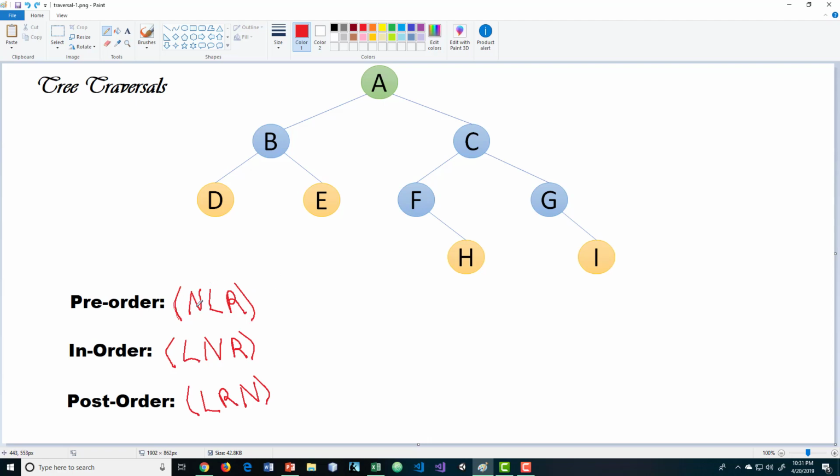Now with pre-order, NLR, let's get working here. This is what I have to ask myself. I start at the top, and then I will stop when all the nodes are done, essentially. I start at the top and say, have I written myself down yet? And the answer is no. So I write down A.